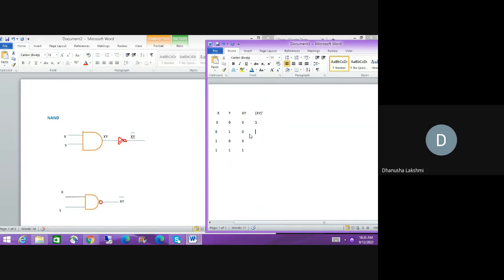right? Yes, ma'am. So what is the inverted value of 0? You will get 1. Then in the same way everything will be 1, and when it comes here, you will get 0. So that is the logic for the NAND gate. Imagine if you have three inputs, okay? Let me make another variable here called Z. Then same thing once again.